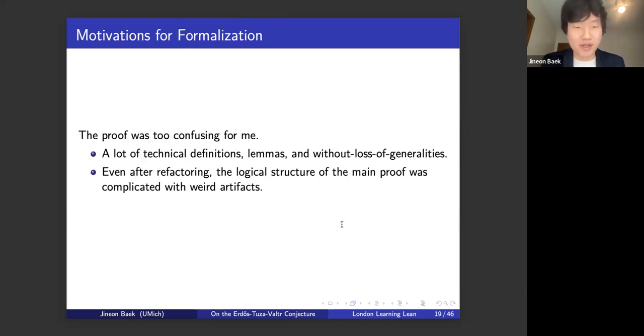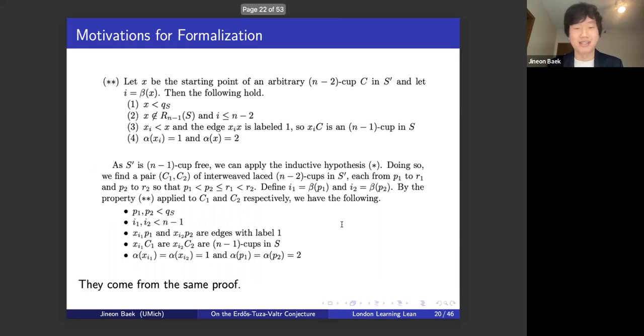So why did I really do this? For me, it was because the proof was too confusing. It had a lot of technical definitions and lemmas, without lots of generalities. It's not that it's too complicated in terms of philosophy. It just had a lot of alphabets and things going around in the proof. I wanted to make the proof simpler. So with my professor, we worked hard to make the proof simpler. But even after doing that, the main proof was rather complicated. So these all come from the one single proof.